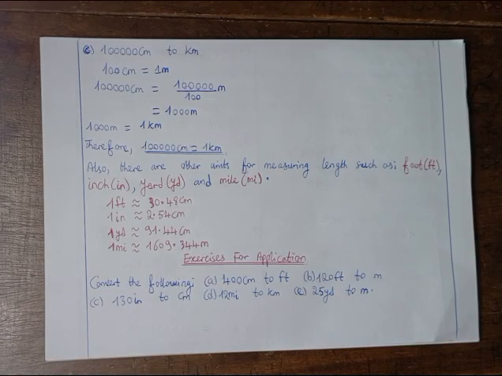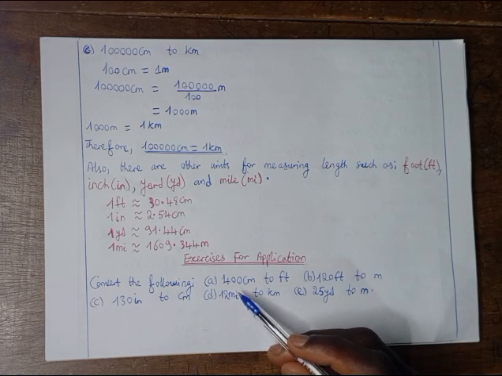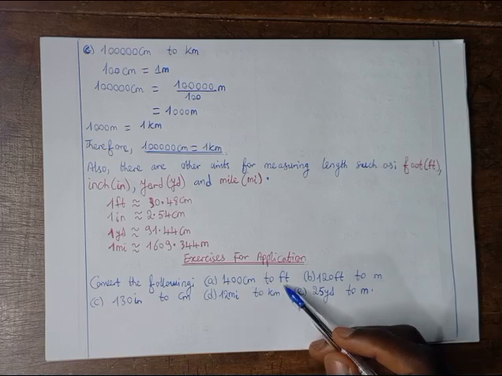We will continue from where we ended last time with the correction of the following exercises for application. It goes: convert the following. For question A, we have 400 centimeters to foot. Take solution.